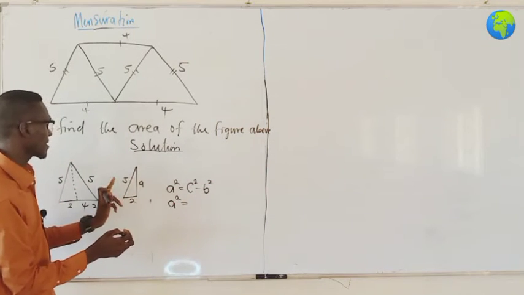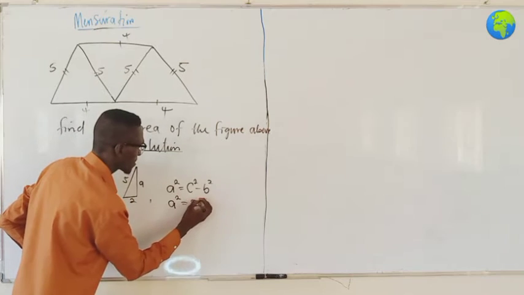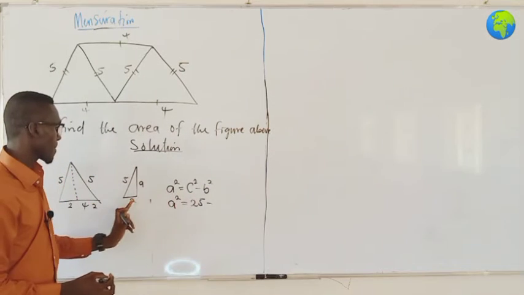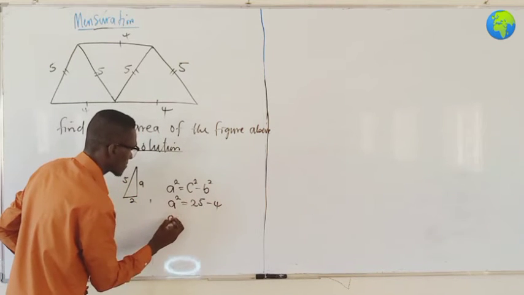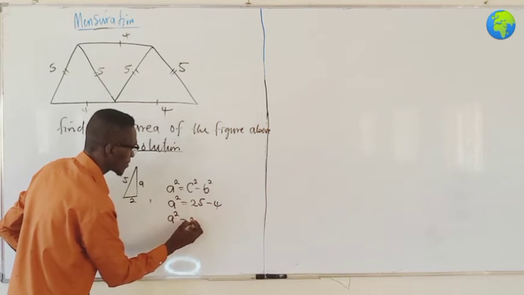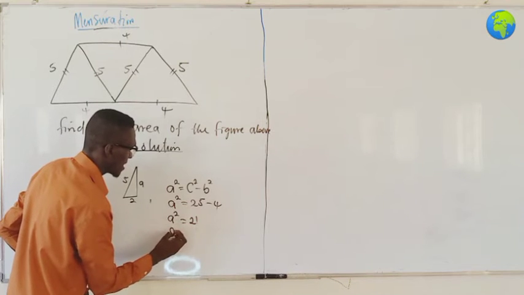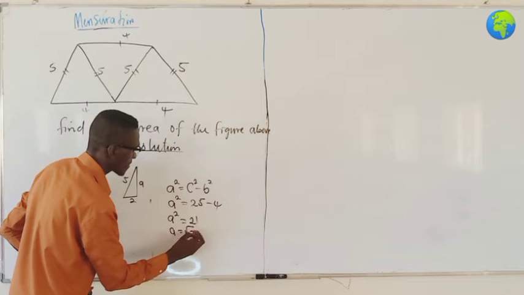Because the side C is 5, so 5 squared is 25, minus B squared. B squared is 2 squared, which is 4. I'm having 4. That means my A squared is going to be 21, and my A is going to be square root of 21.